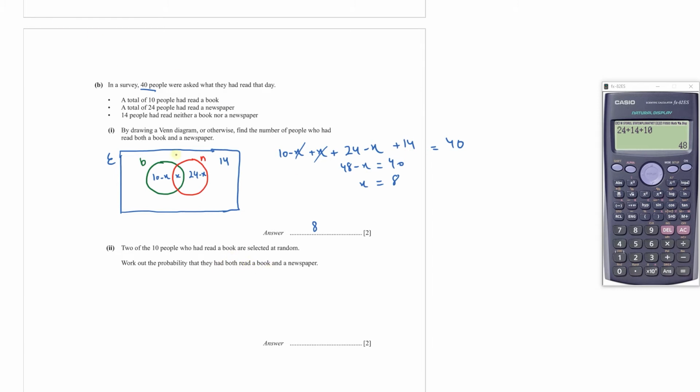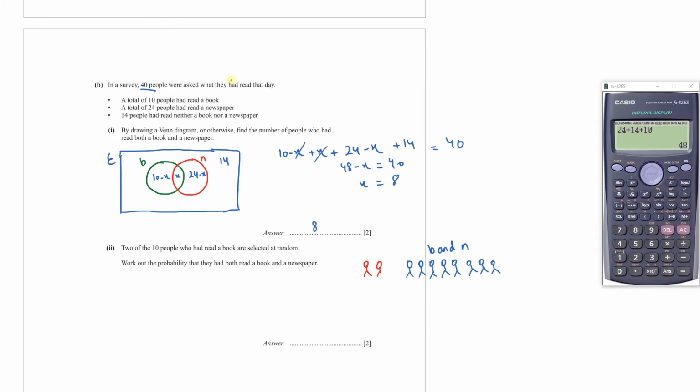So let me draw. This X represents the people who had read both the newspaper and the book. So how many people are there? 8. Let me represent them in blue. So you have 1, 2, 3, 4, 5, 6, 7, 8. They have read both book and newspaper. And 10 minus X, which is 8. 10 minus 8 is what? 2. So there are only 2 people who had read the book only.